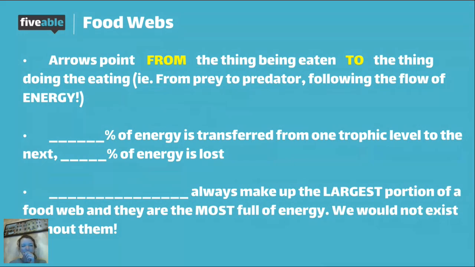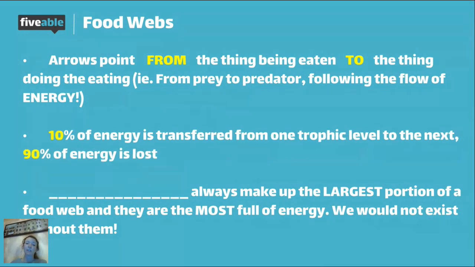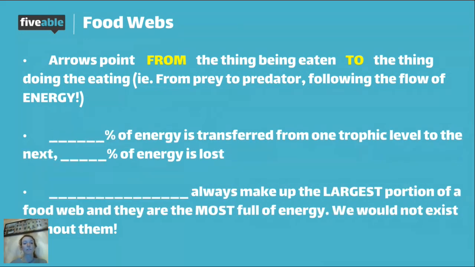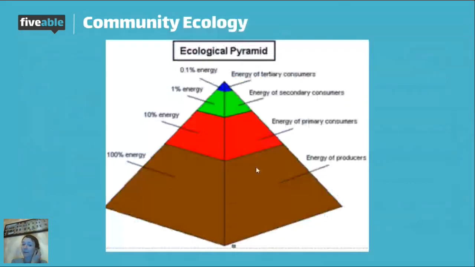Sorry. So you're always going to have your arrows pointing from the thing being eaten to the thing doing the eating. Other rule that we already talked about, 10% of energy is transferred, 90% is lost. And then lastly, our producers always make up the largest portion of a food web, and they are the most full of energy. So if we go back a second, this energy diagram is also the same as the biomass diagram of these things. So a vast proportion of living things on Earth are producers. The next vast proportion would be primary consumers, then secondary, then tertiary.